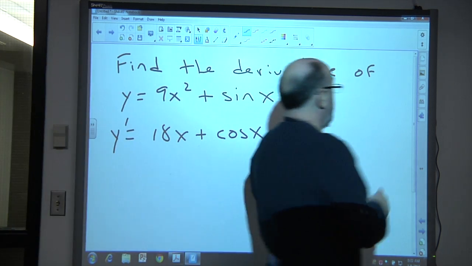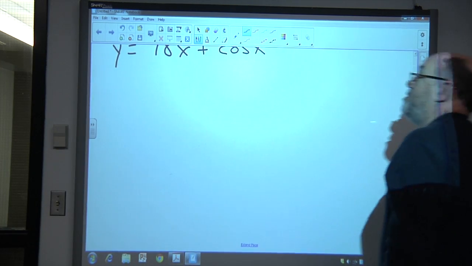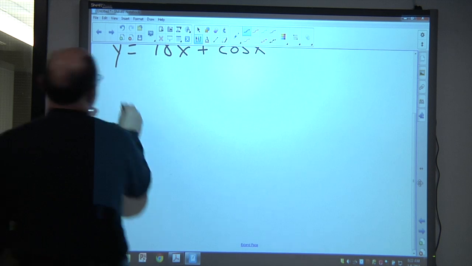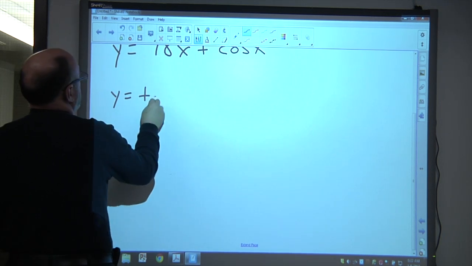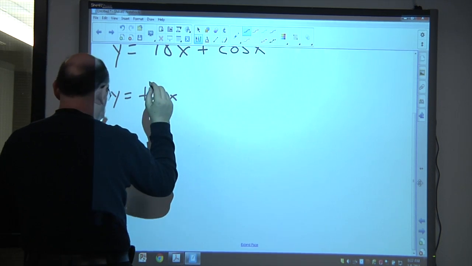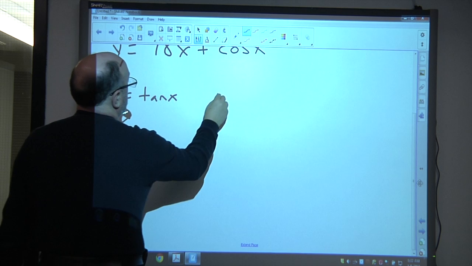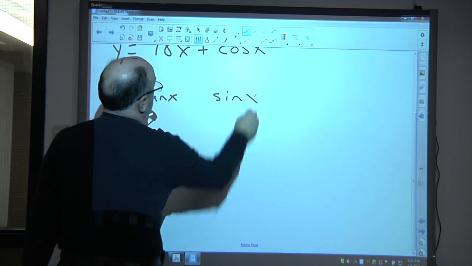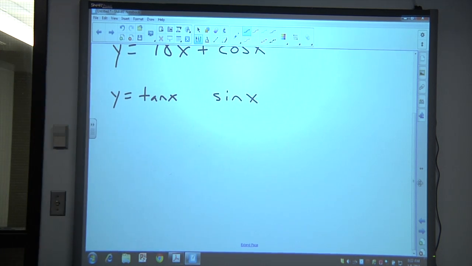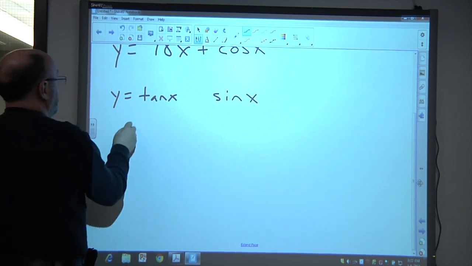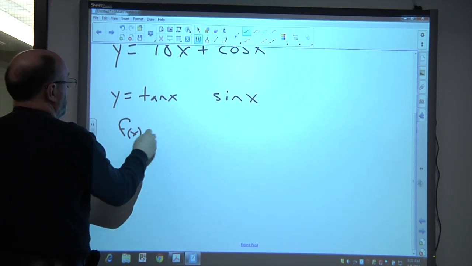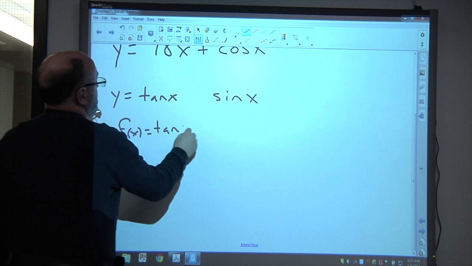Another example. Let's do y equals tan x sine x. So this is product rule because those two are being multiplied, so we divide it into pieces. So this is tan x.